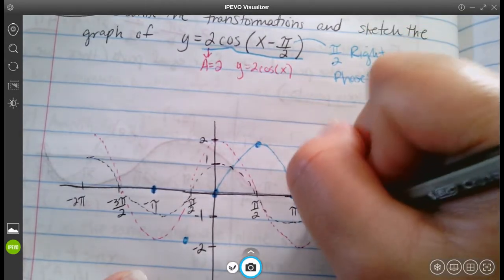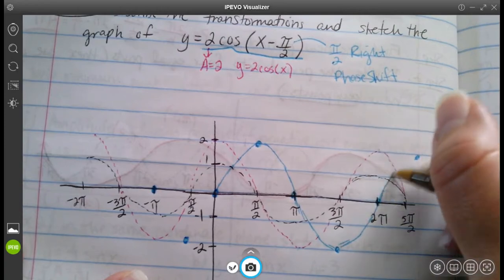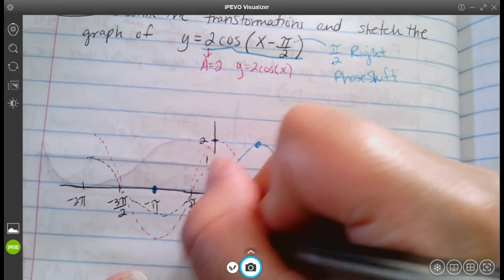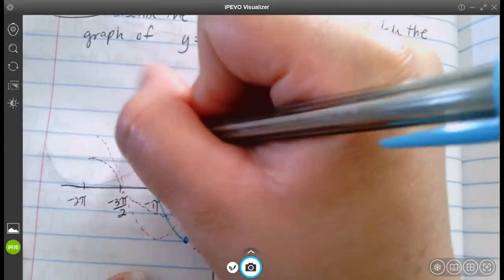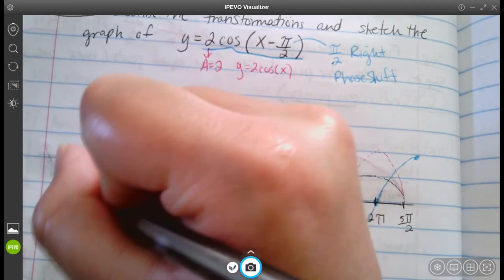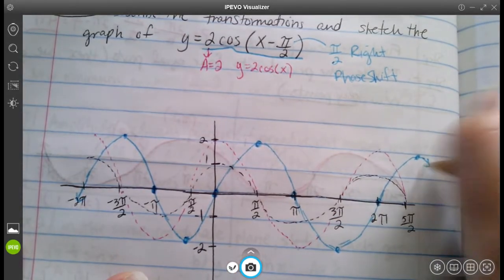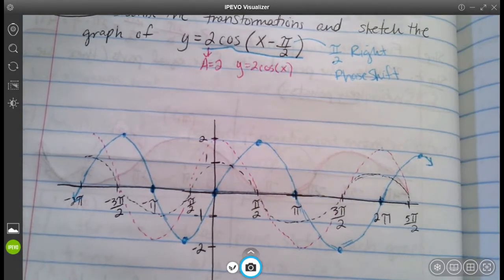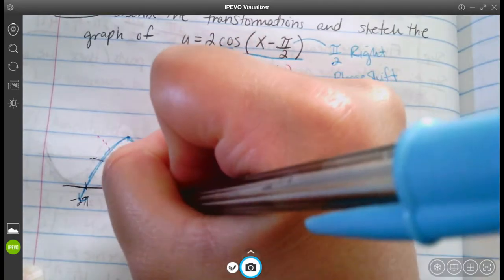And it's interesting because this actually kind of looks like a sine function now. But, it's cosine. We just moved it. And let's see, we can figure out the rest, something like that. And there you go. So the blue one is going to represent our brand new function.